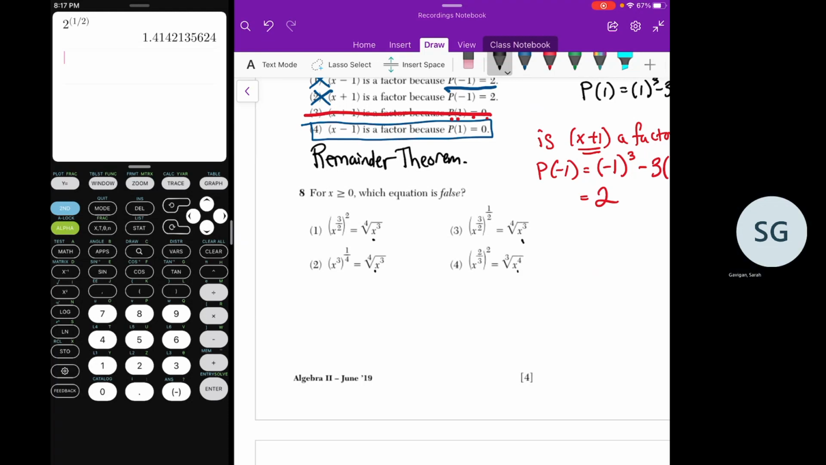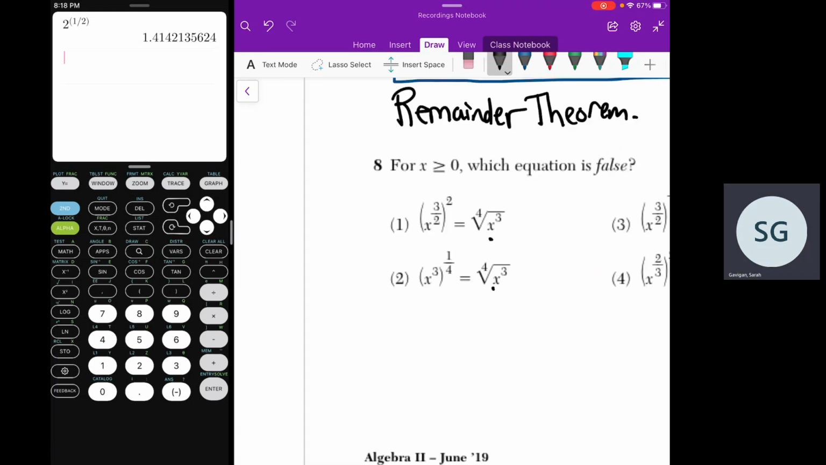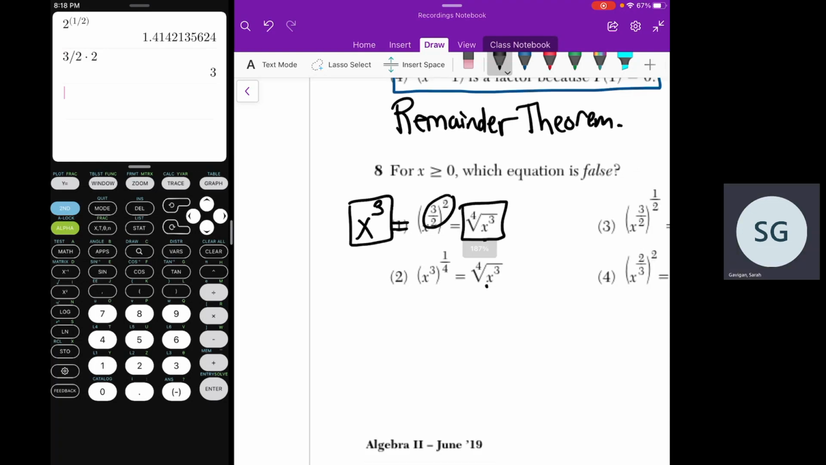One of them doesn't. And you can see there's a slight change here in this choice number 4. So we're just going to use the rules of exponents. Looking at choice 1 here, when you have a power to a power, multiply exponents, and please use your calculator to multiply those exponents. So that is going to be x cubed. So does x to the third power equal this? No, that's false.